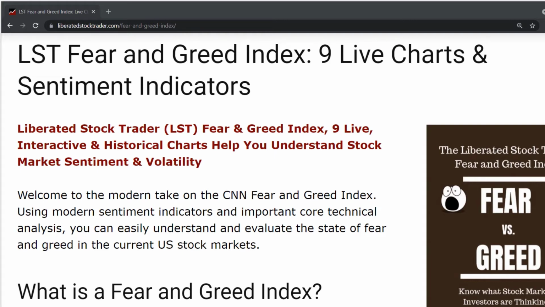Fear equals sell. More supply of stocks for sale, which equals stock price decreases. Greed equals buying, equals more demand for stocks, which equals stock price increases.